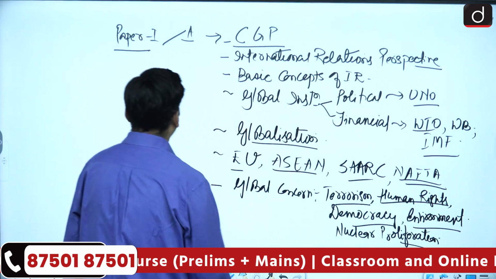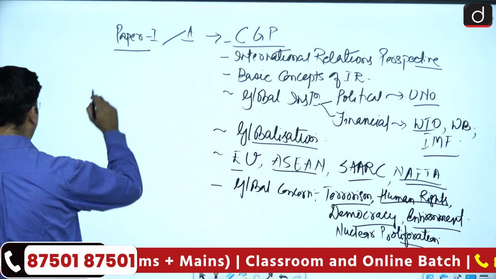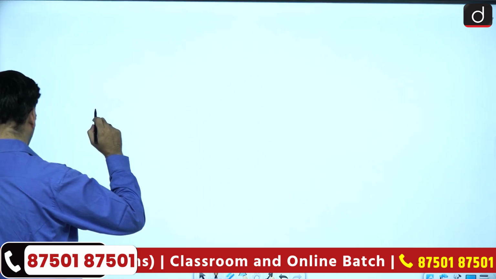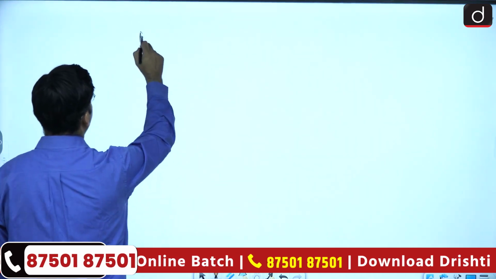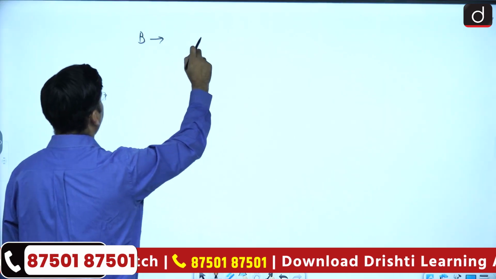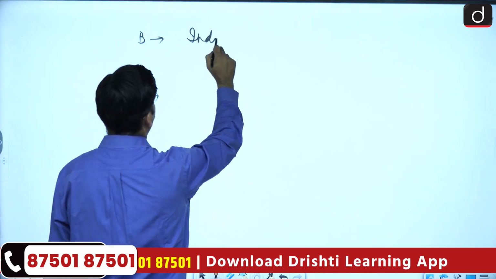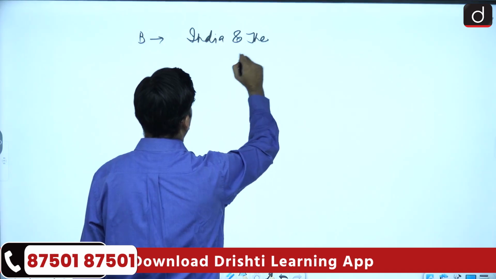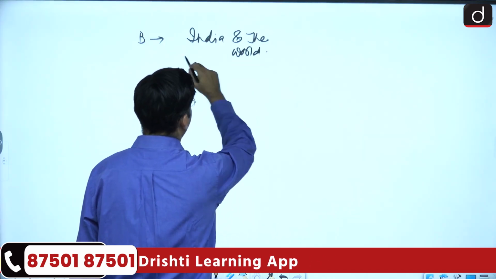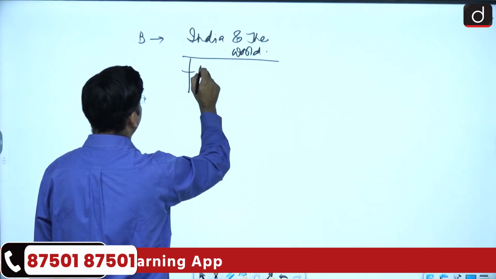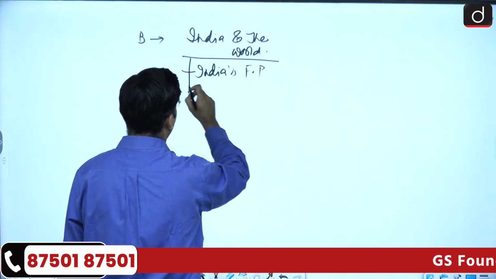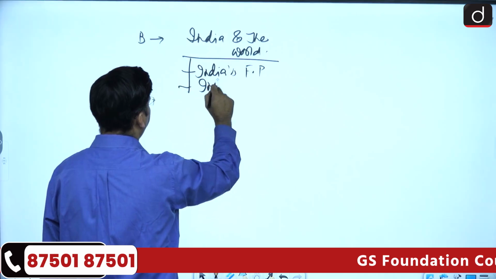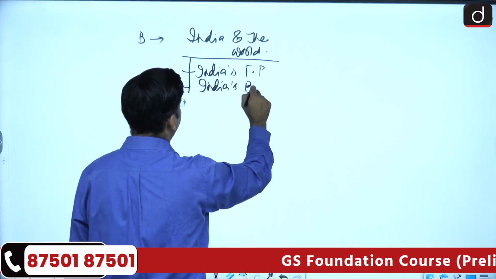Okay. And once we have done the first part, then in paper 2, part B, you actually focus upon the India and the world segment. Okay. So actually here we are more concerned about India's foreign policy and also India's bilateral relations.